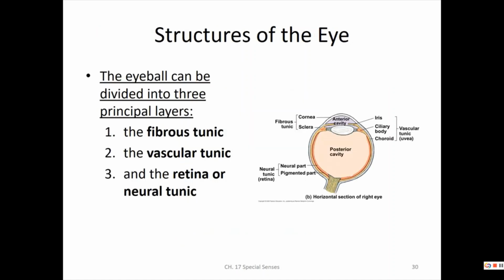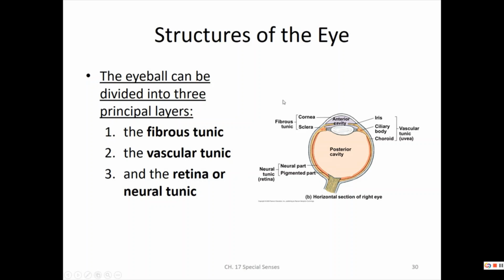Now, the eyeball, we've mentioned in lecture, if you watch the lecture first, or if we're watching this first, really depends on which one you prefer. The eyeball has three tunics. There's an outer fibrous tunic, a middle vascular tunic, and an inner retina or neural tunic. The outermost fibrous tunic, middle vascular, innermost retina, neural tunic. The vascular tunic is sometimes called the uvea, and the neural tunic is sometimes called the retina.